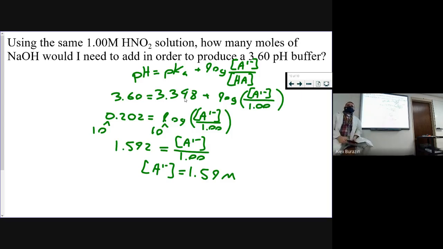That's not what I wanted, though, right? That's the molarity of conjugate base that I need in order for this to be good.